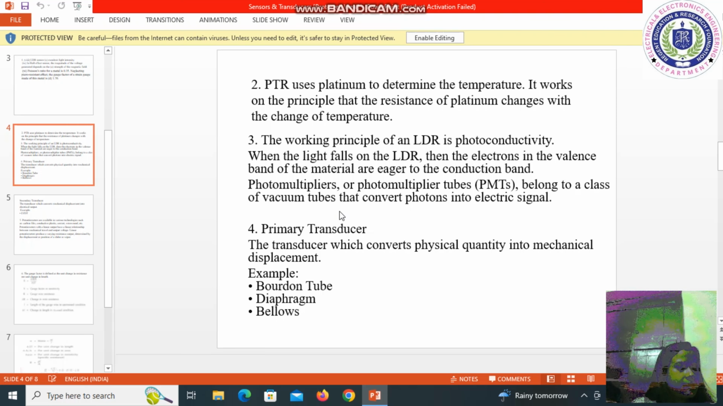At first I will discuss the primary transducer. So what is a primary transducer? Primary transducers are those which can convert a physical quantity into mechanical displacement. The force is detected by the element first, hence it is called a primary transducer, and it is a mechanical device. So the transducer which converts a physical quantity into mechanical displacement is called a primary transducer. Example: Bourdon tube, diaphragm, bellows, etc.